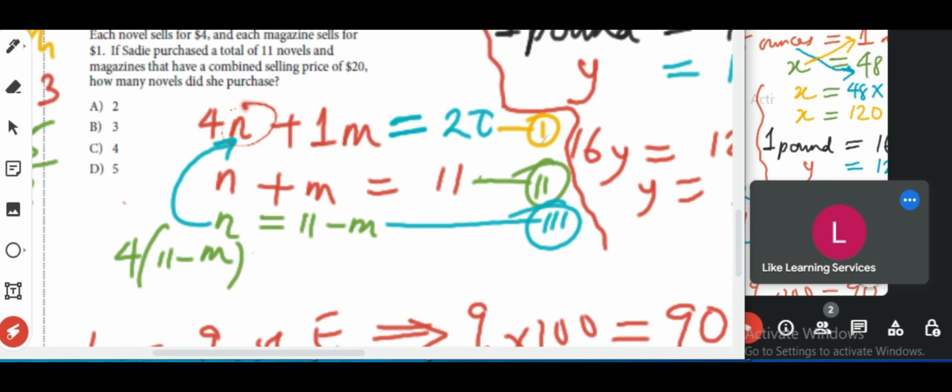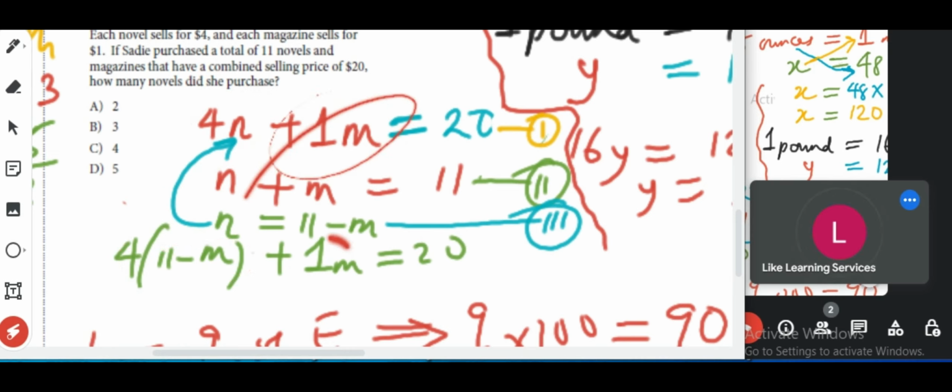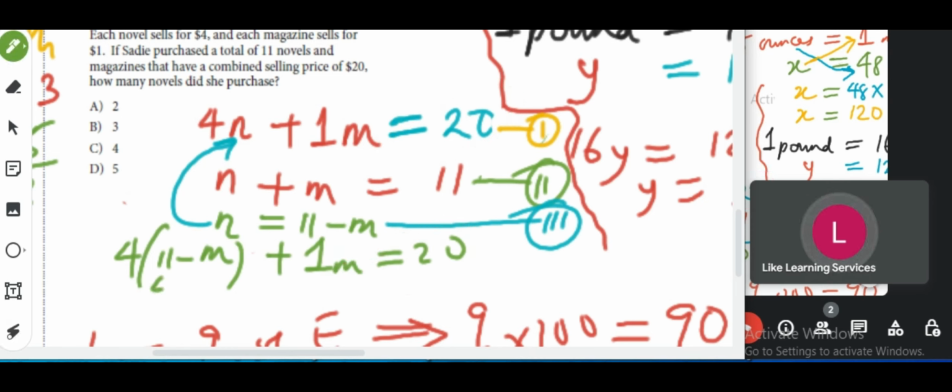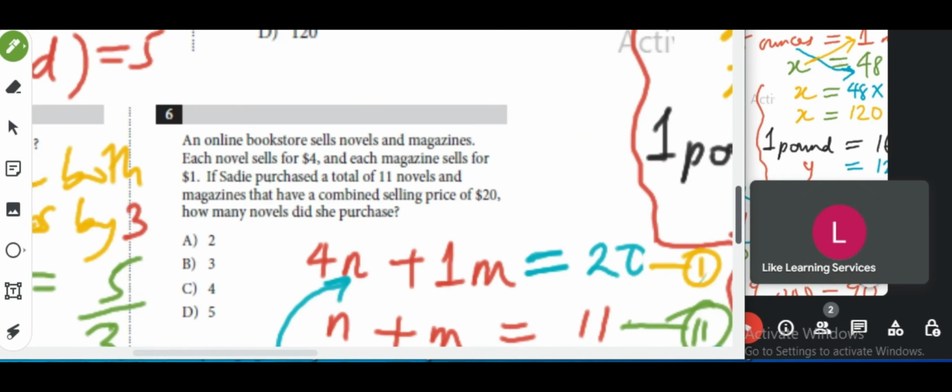Anywhere we see n, what are we replacing it with? 11 minus m. That's what I did here. So instead of 4n, I wrote 4 open a bracket 11 minus m, then plus 1m equals 20. So solve this equation. Open the bracket, you have 44 minus 4m plus 1m equals 20. Can you solve this equation I wrote here?